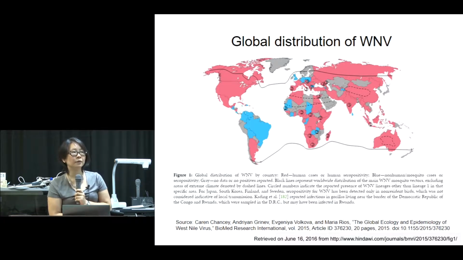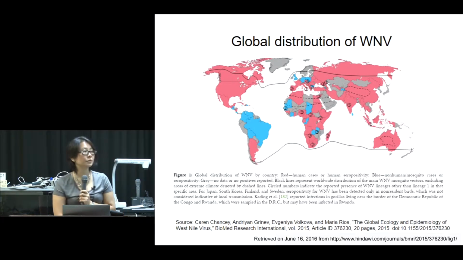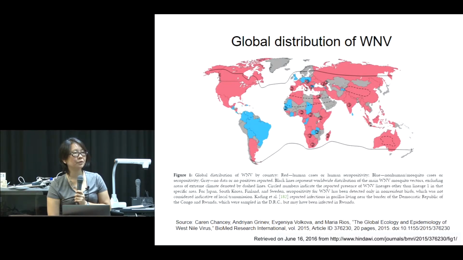The blue ones, the blue area is for mosquitoes. Mosquitoes positive to West Nile virus. Obviously the gray one is where there is no information. So now you can see how it is really spread throughout the world. For Japan, South Korea, Finland, and Sweden, actually it says positivity for West Nile virus have been detected only in birds.